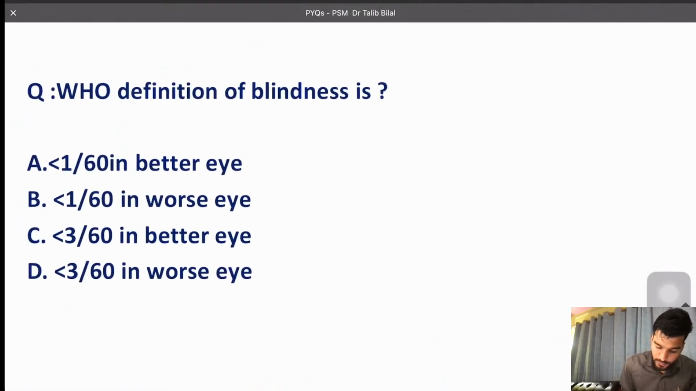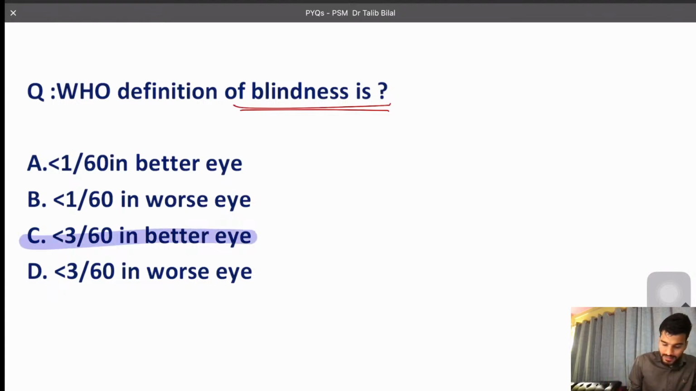So what is the WHO definition of blindness? Yesterday we discussed it in the part 1 question. Okay, what is the WHO definition of blindness? Tell me what will be the answer for this question, guys. Write down the answer. Answer is, write down in the comment section, guys. A, B, C or D.